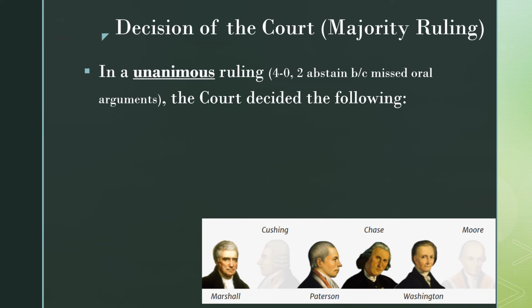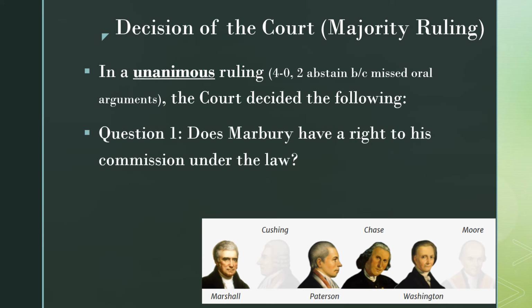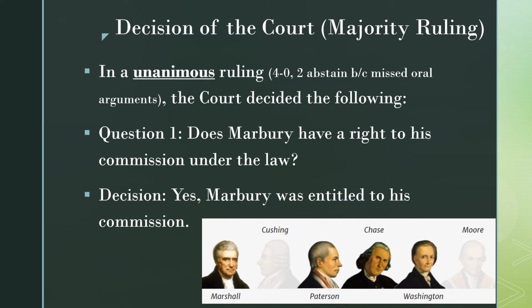The decision of the court was unanimous. It was 4-0. Two people abstained because they missed oral arguments due to health reasons. And here's what the court decided. Question 1: does Marbury have a right to his commission under the law? Yes, he was entitled to his commission.